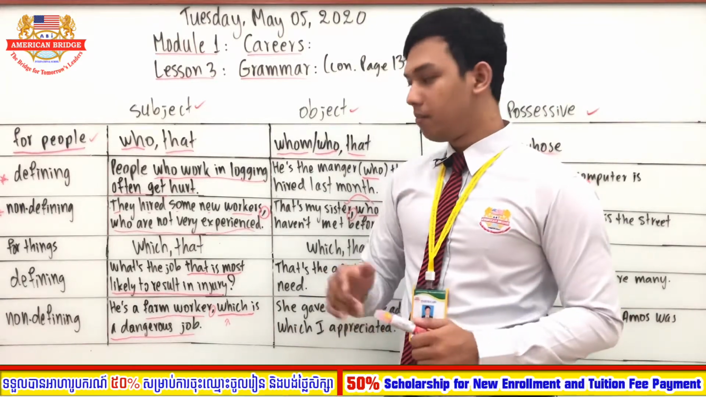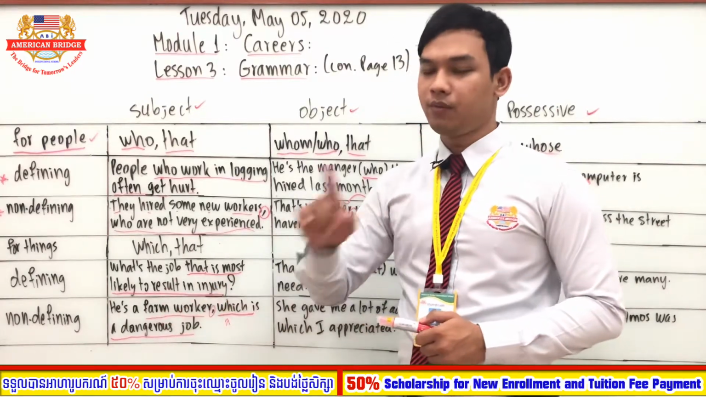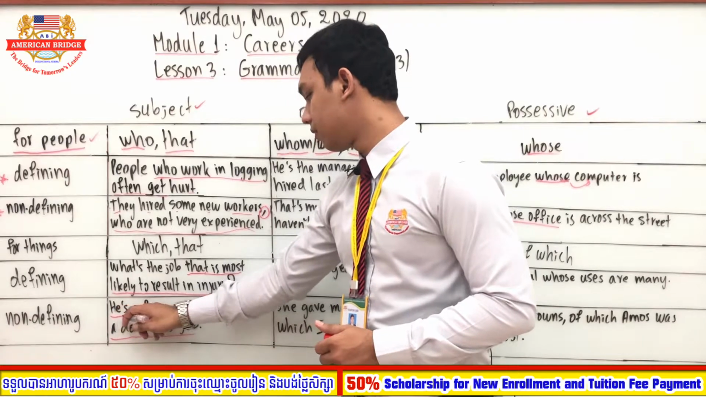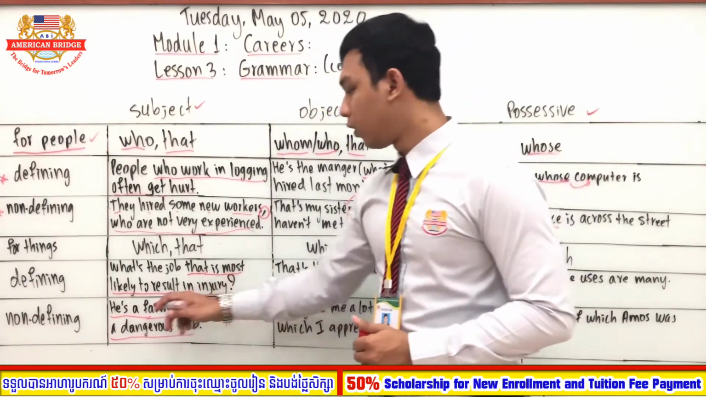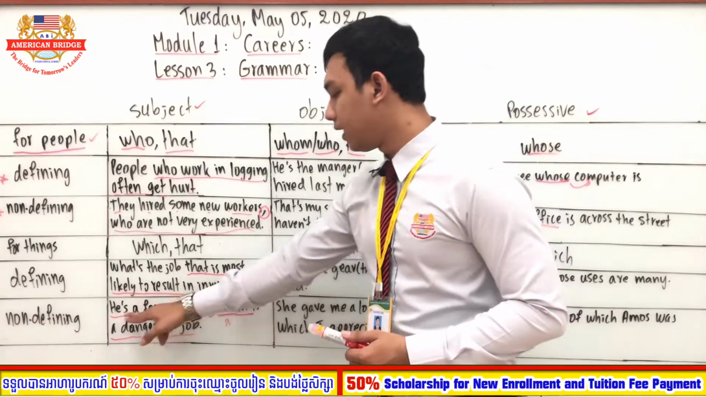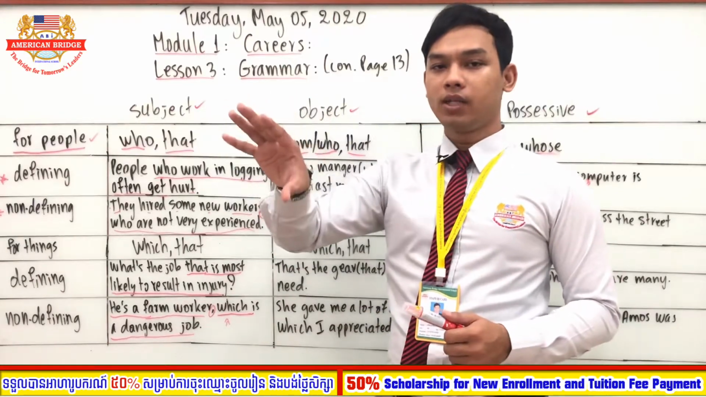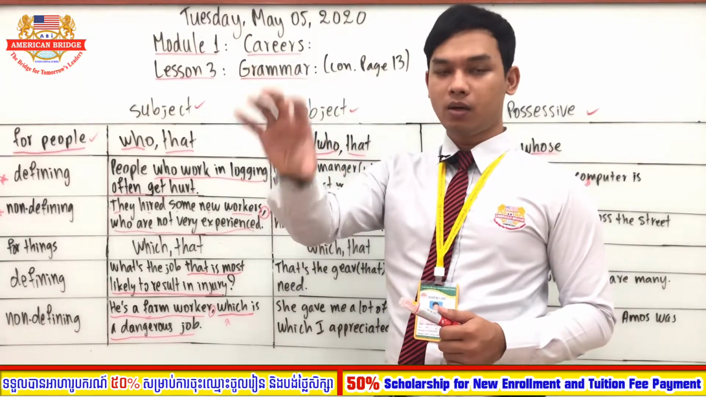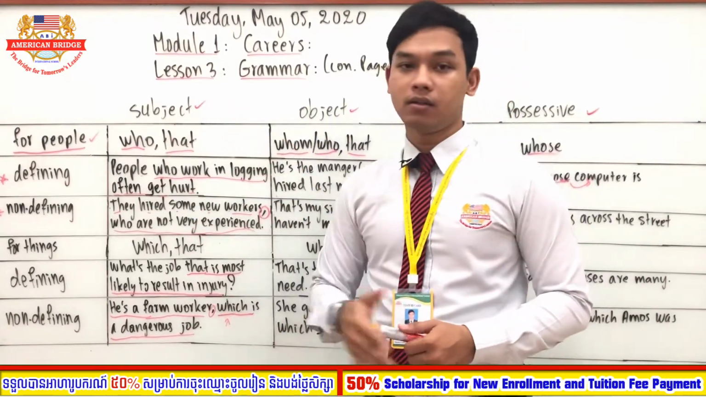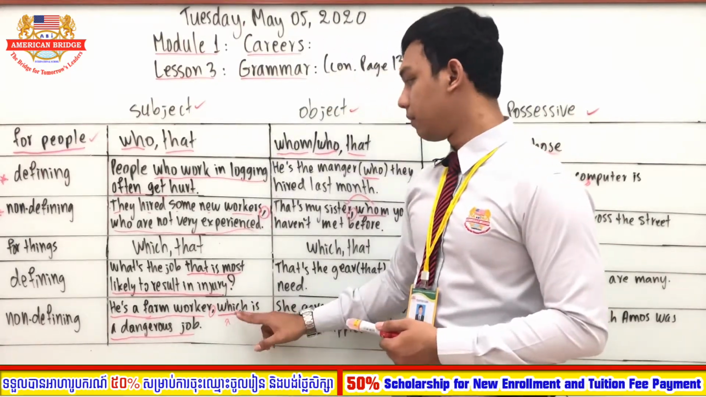So remember that in this case, which doesn't modify only a noun. Which here modifies the whole sentence, the whole main clause. We say which here modifies "he is a farm worker." So we conclude that which modifies the whole main clause, and then we say it is very dangerous, or it is a dangerous job. All right, so remember this point.